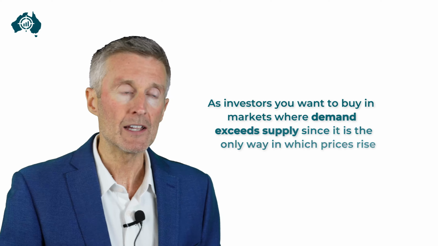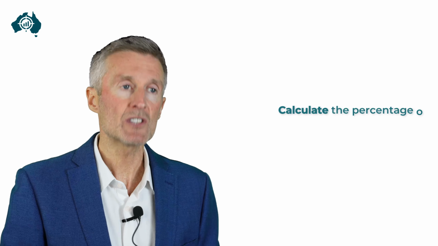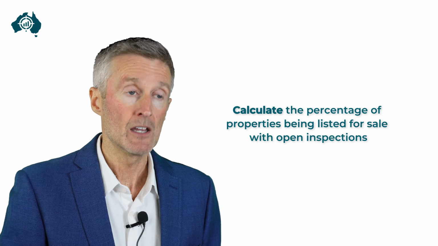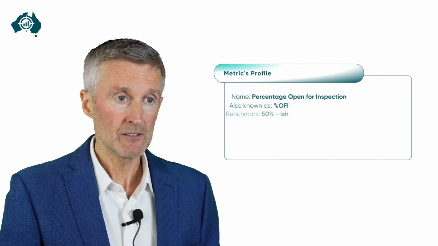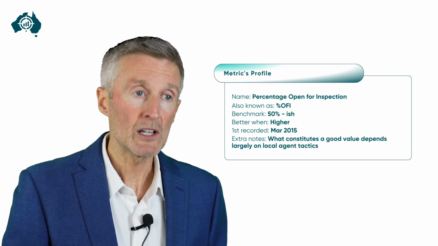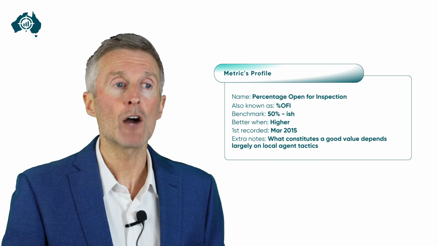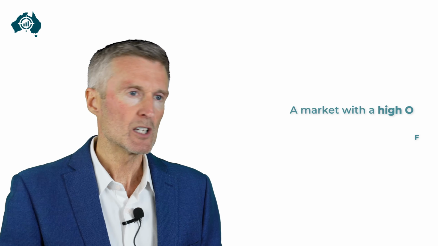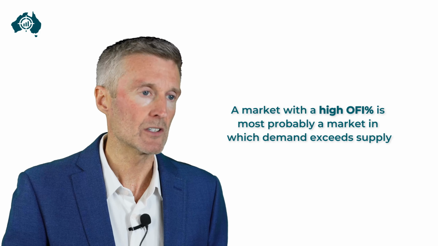Now, one way to gauge if demand is exceeding supply is to calculate the percentage of properties being listed for sale with open inspections. The OFI percent is a statistic that gauges the level of demand relative to supply according to how real estate agents at the coalface are reading it. A market with a high OFI percentage is most probably a market in which demand exceeds supply.